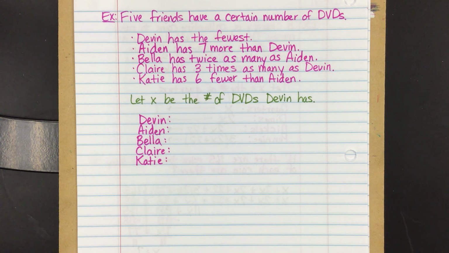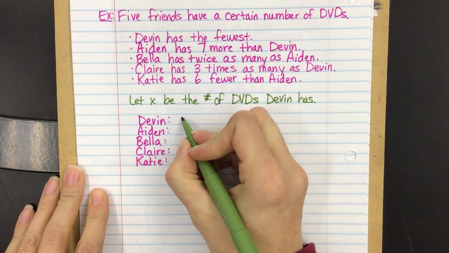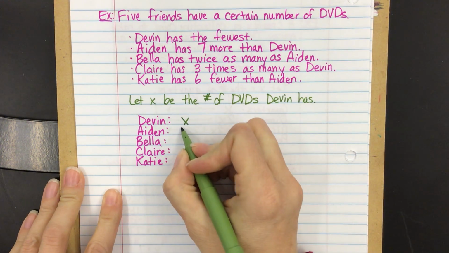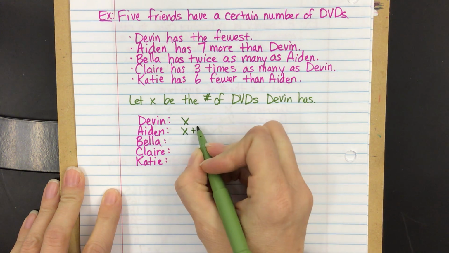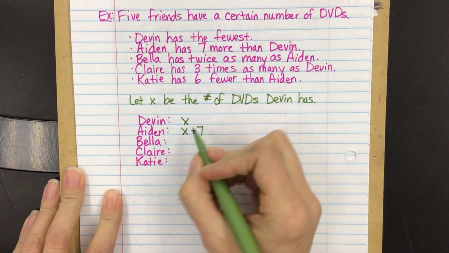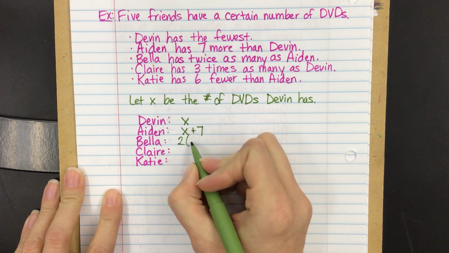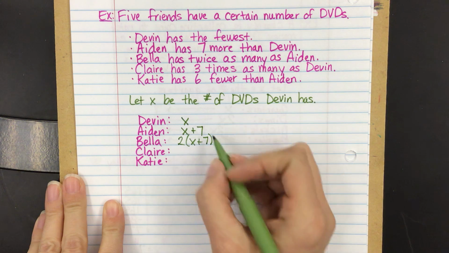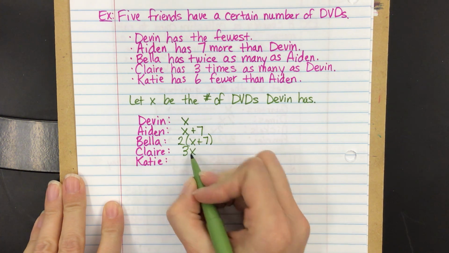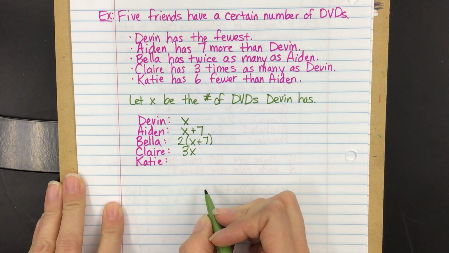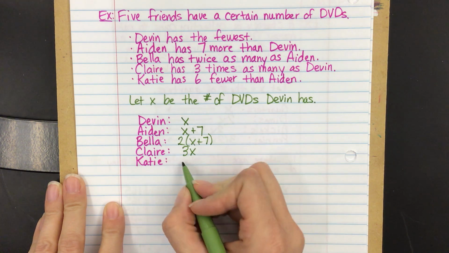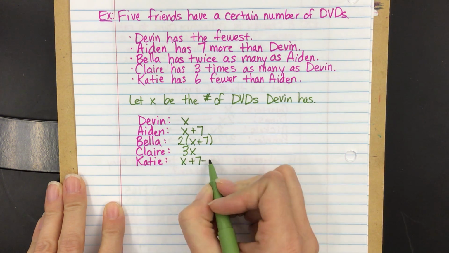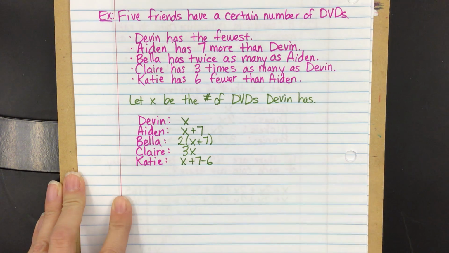All right. So I'm going to write them in too, and then we can compare. So Devin has the fewest, he's X. Aiden has 7 more than Devin. Bella has twice as many as Aiden, so I'm going to make sure I group that because it's that whole thing that's doubled. Claire has 3 times as many as Devin, and Katie has 6 fewer than Aiden. So Aiden, it would be this. You can simplify that if you want.